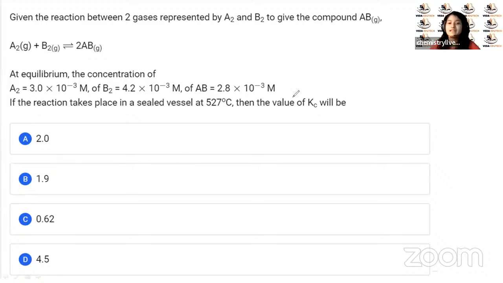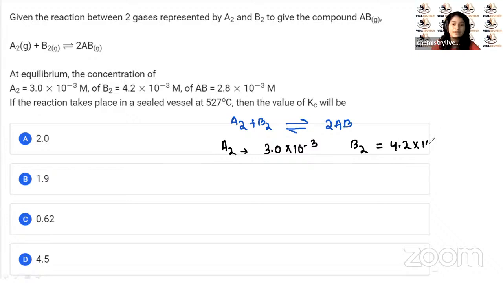ठीक है, तो यहाँ पे एक रिएक्शन दे रखा है हमको स्टार्टिंग से, which is A2 plus B2 give rise to 2AB. ठीक है, ये वाला रिएक्शन हमको दे रखा है. ठीक है, तो अभी ये बोला गया है, at equilibrium A2 का कॉन्सेंट्रेशन है 3.0 × 10⁻³, B2 का दे रखा है 4.2 × 10⁻³ और AB का दे रखा है 2.8 × 10⁻³.